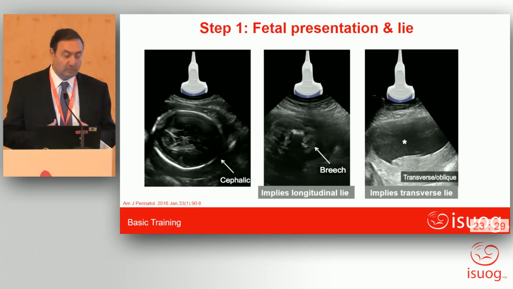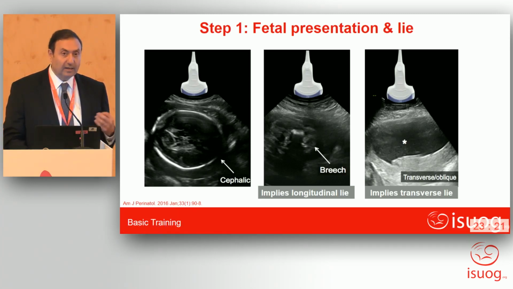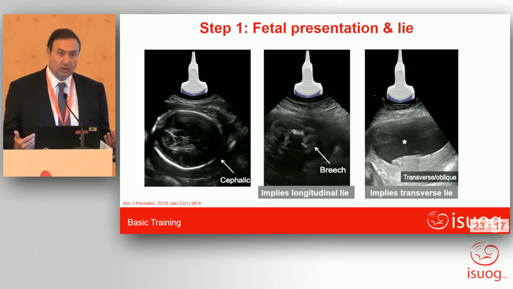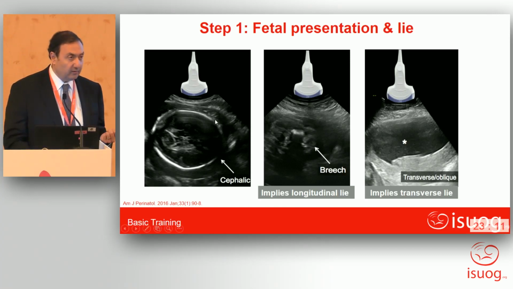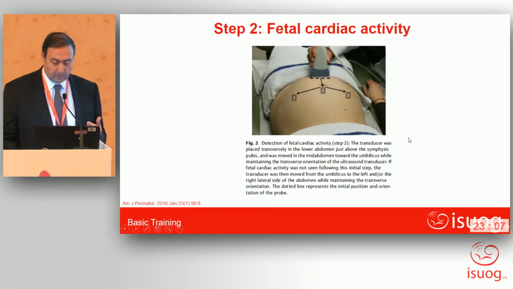If you don't see either a head or a breech part, this is most likely a transverse lie. And then you have to do more work on your ultrasound to determine the position of the fetus. So this is really helpful in determining whether the fetus is coming head first, or breech, or transverse in orientation.